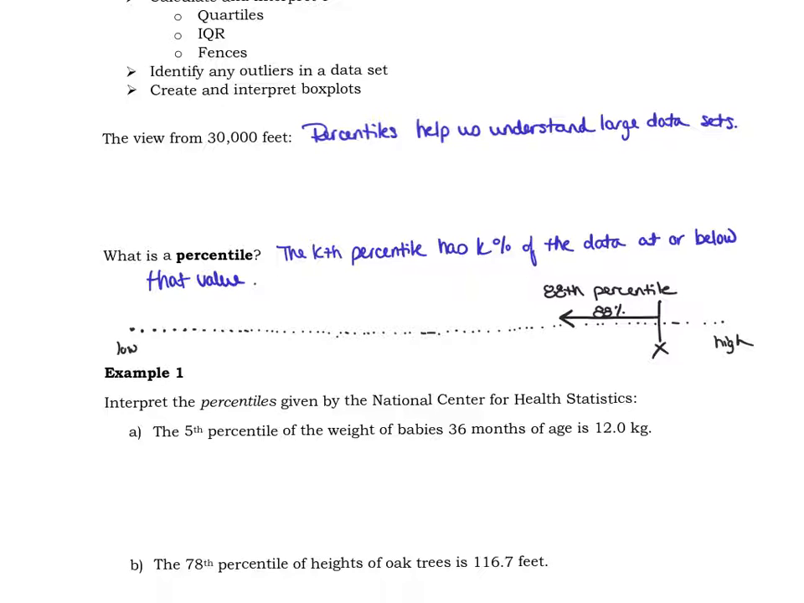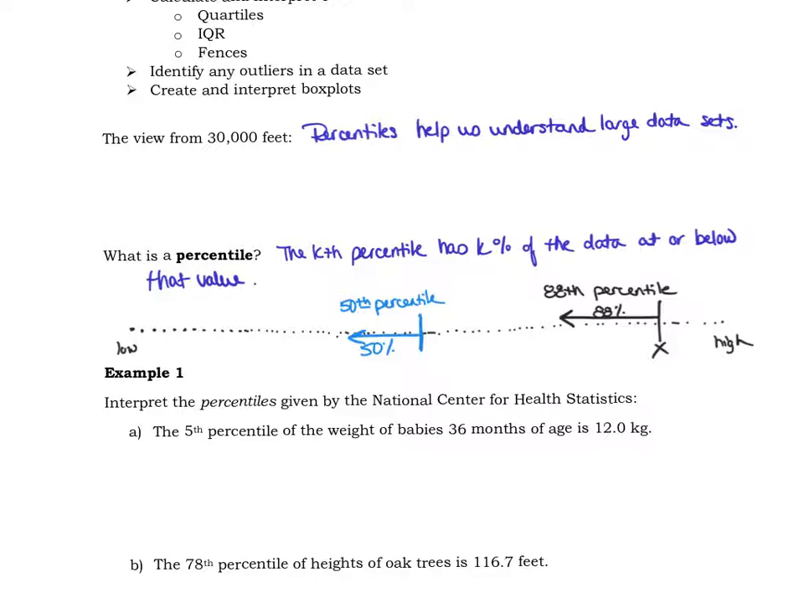Similarly, let's say you were in the 50th percentile. Okay, you'd be right smack dab in the middle. So the 50th percentile means that 50% of those values are the same or lower than you. Okay, that's what a percentile means.